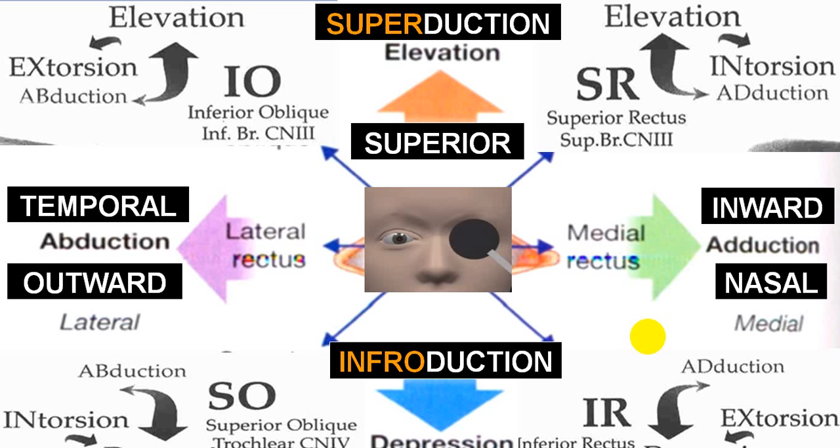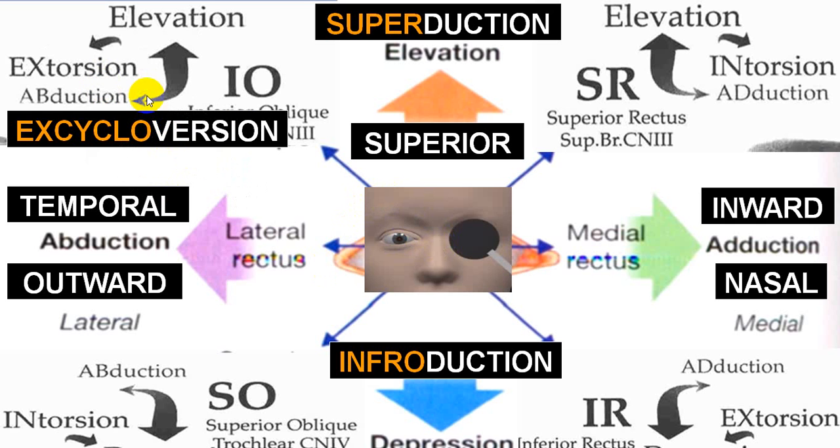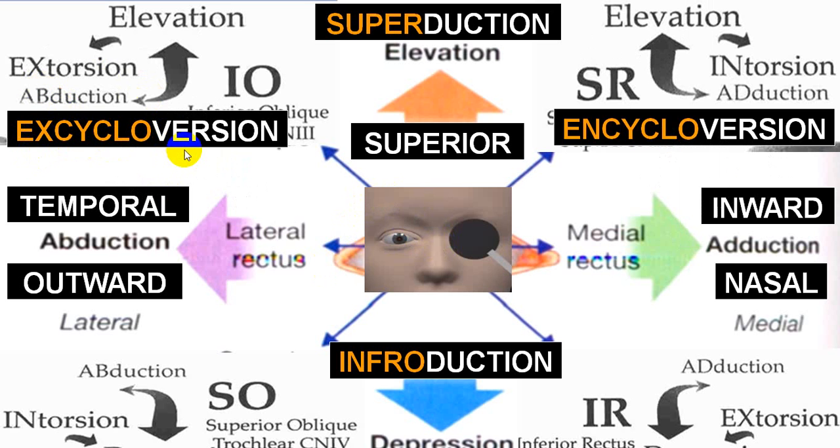Along with upward, downward, adduction and abduction, there is a rotation of the eyeball. That is called extorsion and intorsion. Intorsion means the eyeball is rotated towards the medial side. And when the eyeball is rotated outwards, it is called extorsion. The other words which are being utilized for that are excycloversion and encycloversion. So these are the terms.